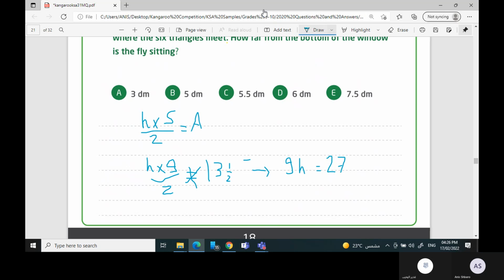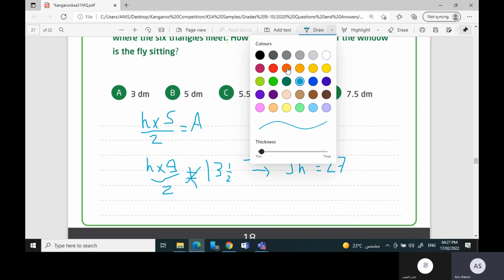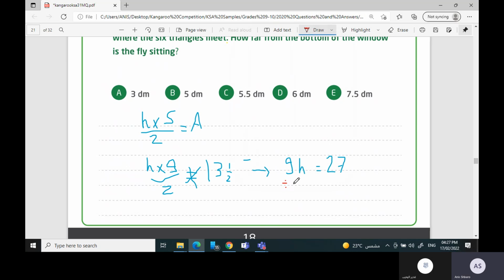Now, to find h, we must divide both sides by 9. So if I divide by 9 here and here, I'm going to have the final answer, which is h is equal to 27 divided by 9, which is 3, and the unit, let's see, meter.